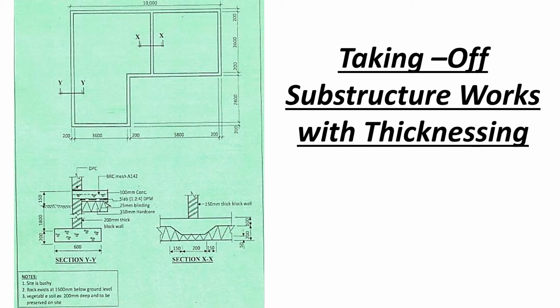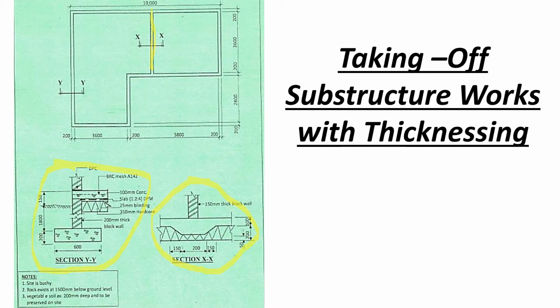This is whereby you're given a plan and the external walls have a foundation like this one, section YY, but the internal wall, like this one, which is section XX here, doesn't have the foundation strip. It's not strip footing.